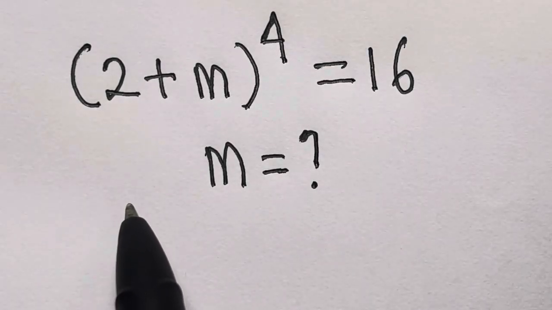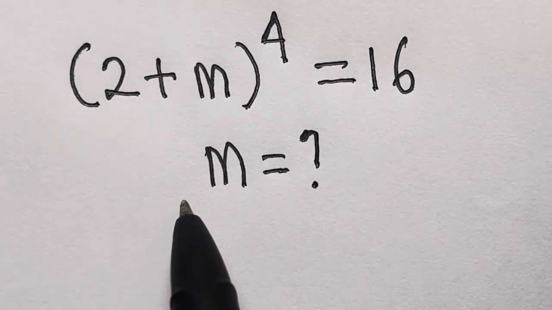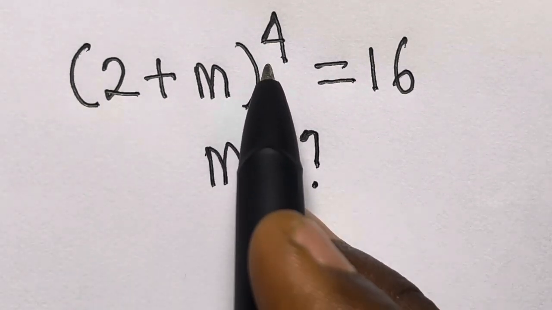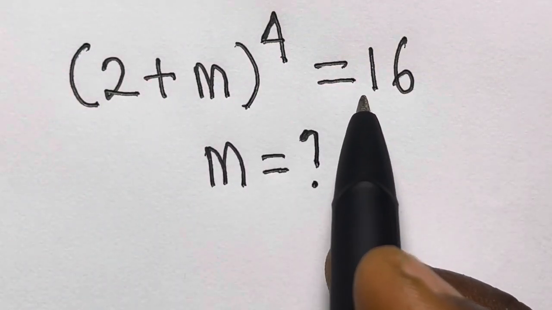Hi, welcome to mathematics. In this video, we want to solve for m in (2 + m)^4 = 16. Let's see the solution.